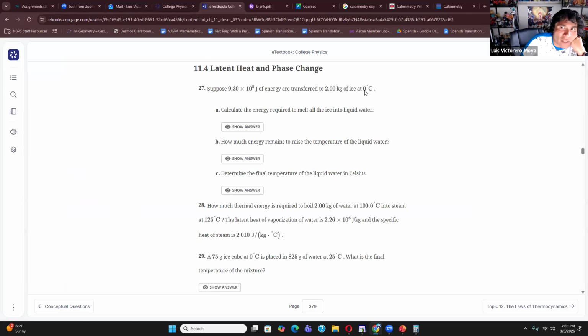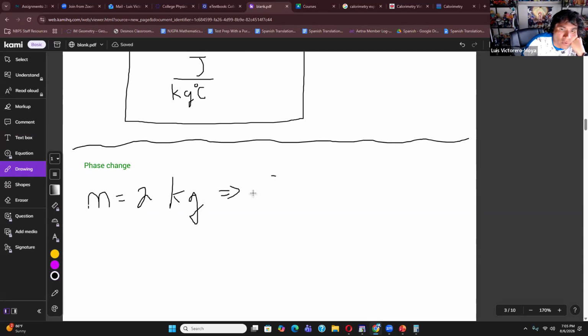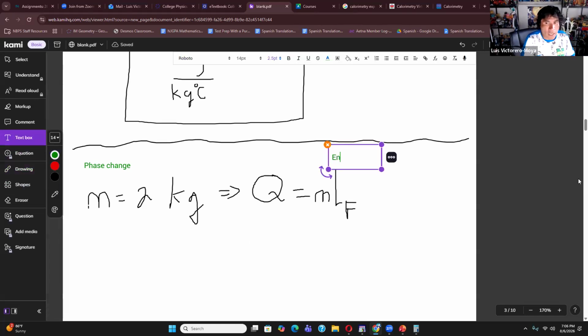So, you have 2 kilograms of ice. The energy required to melt ice is Q equals to M L_F, latent heat of fusion. All right, that's to melt. This is energy to melt the ice.